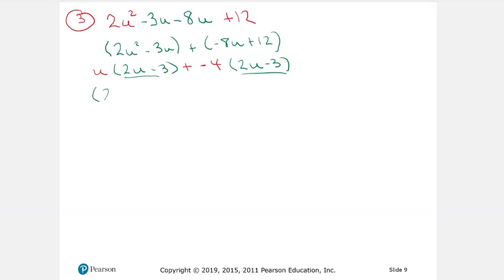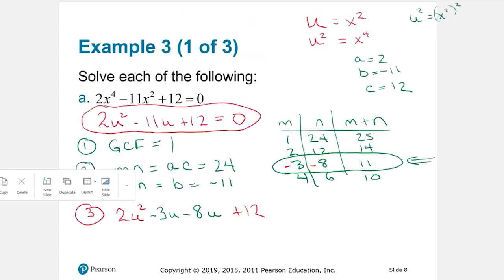So now I pull the 2u minus 3 out, and I end up with u. And then plus minus is just minus. These are multiplied together, minus 4. So now I've factored it, the one that I changed the u to, but I want to know what x is, not what u is.